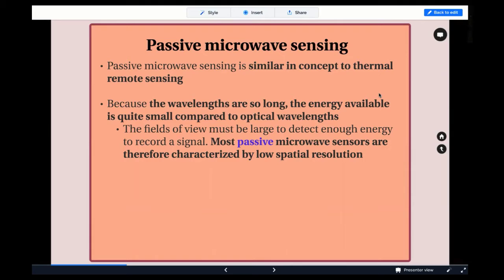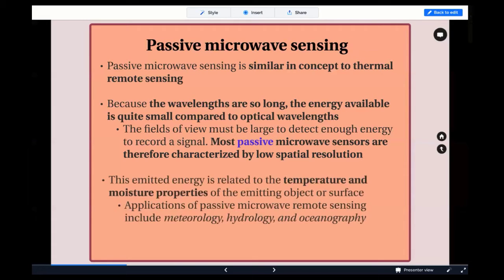Which means, remember this idea of the field of view, the instantaneous field of view. In order to record enough energy, most passive microwave sensors have a very low spatial resolution. They need a really large field of view in order to record enough energy so that they can form a usable signal. Most of the sensing systems will be in the kilometer range. So you'll see a lot of 1 kilometer by 1 kilometer passive microwave sensors because of these long wavelengths, and they need a larger field of view in order to record enough energy.